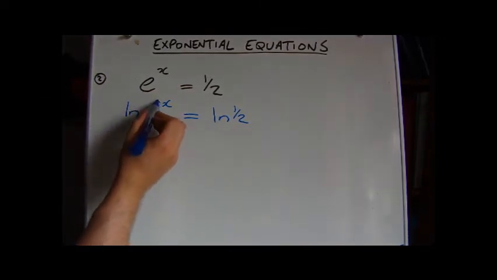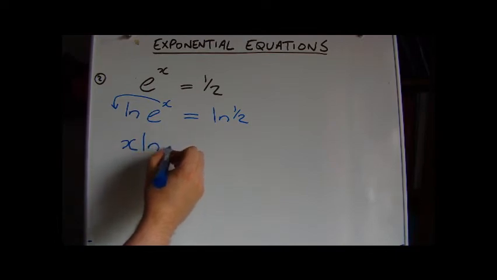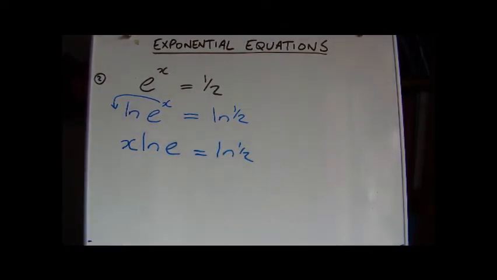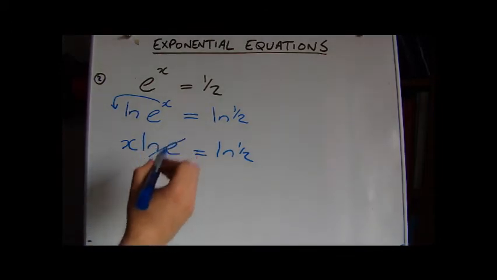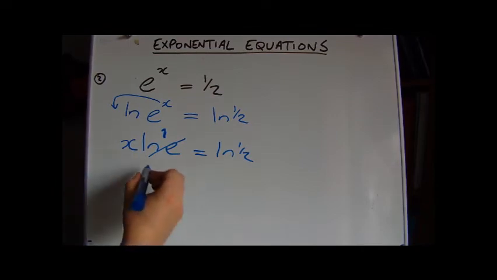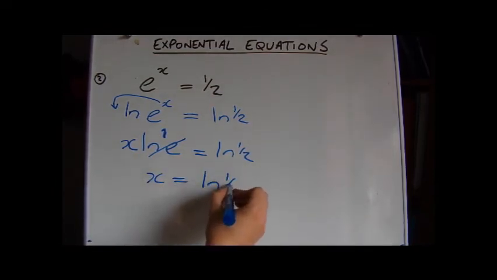Okay, now as before, we use the rule of logarithms, which says we can move the power, so we can write this as x ln e. And on the other side we've got the same thing still. Now at this point we can strike this out because we know this is equal to 1. Okay, and that leaves us with x equals ln of a half.